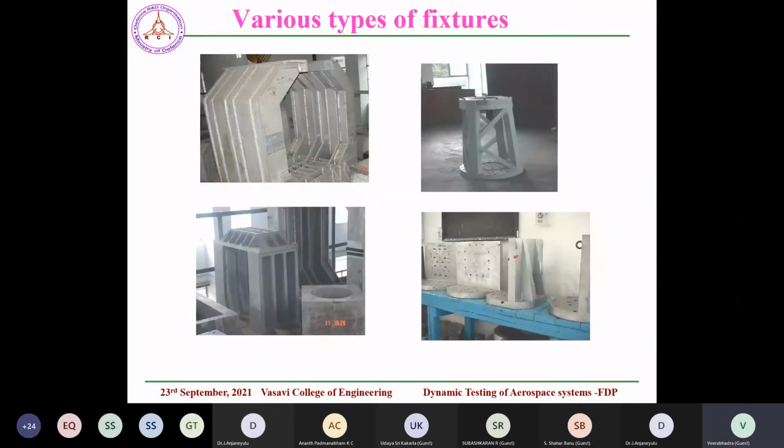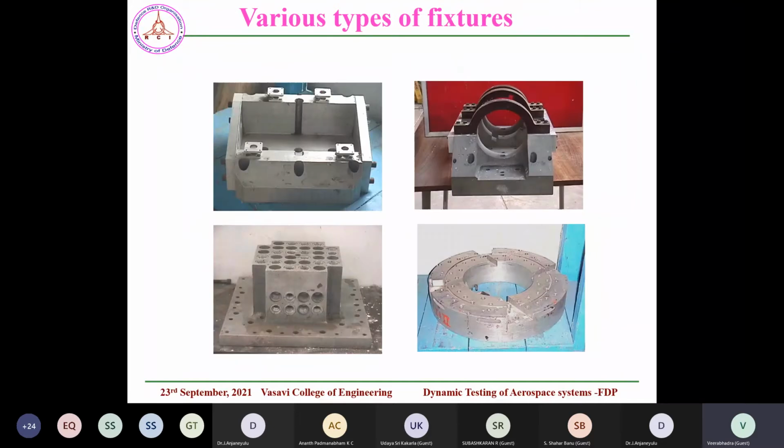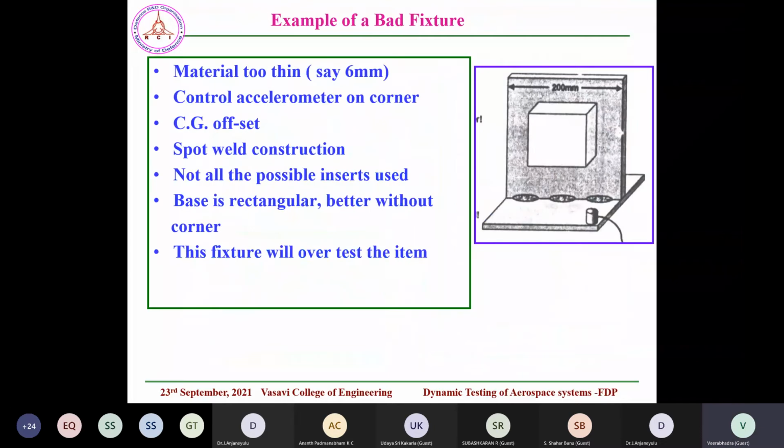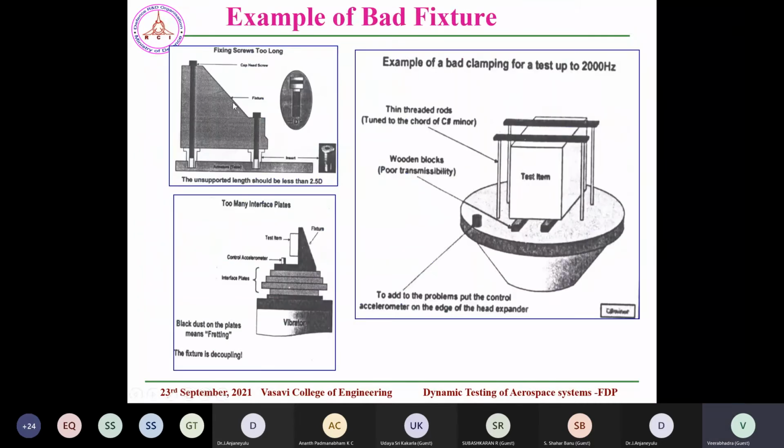Different types of fixtures I am just putting for visualization purposes. Sometimes in a fixture we should not have welding like this, so you should have either full welding, because patch welding is not possible, and the number of bolts is less. These are all not allowed actually, and you should not use lengthy screws. And you should not use a number of interface plates to hold the item, because you don't have proper mounting. You should not use clamping up to 2000 hertz, because this will not transmit the vibration.